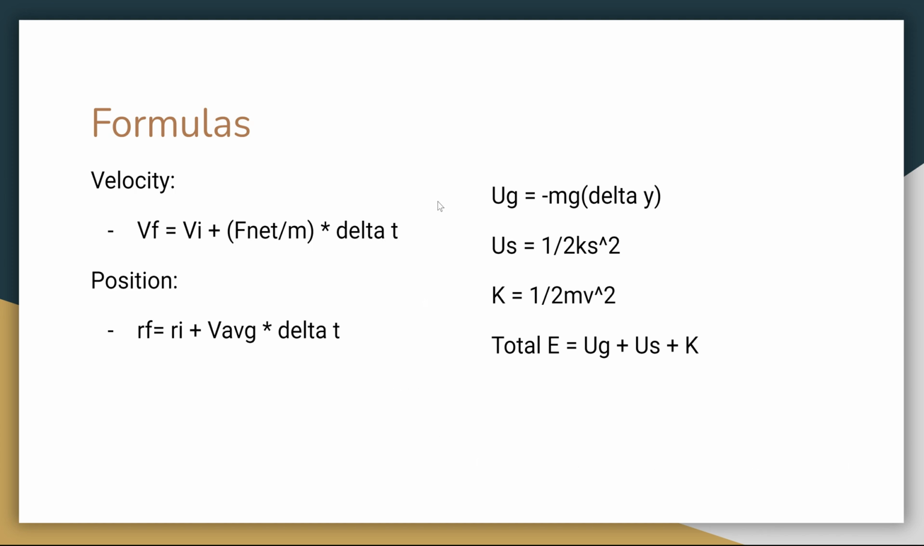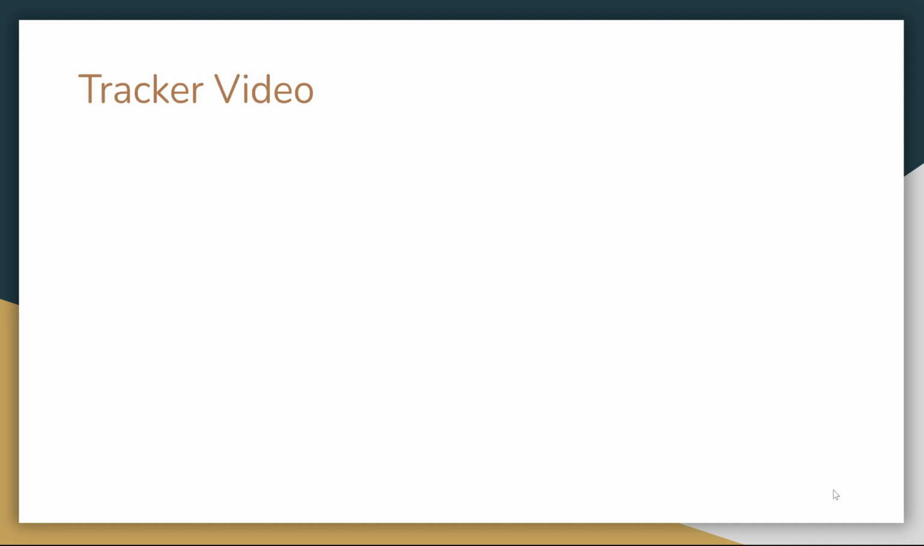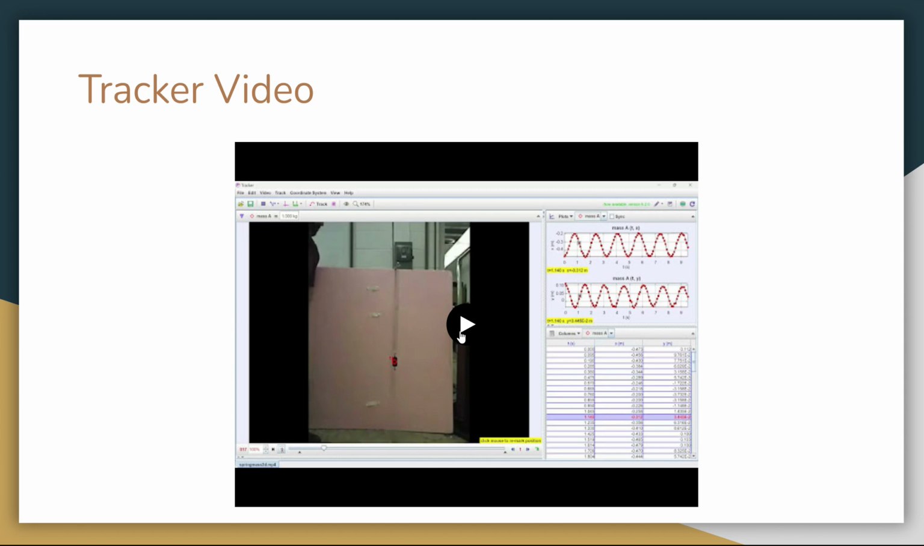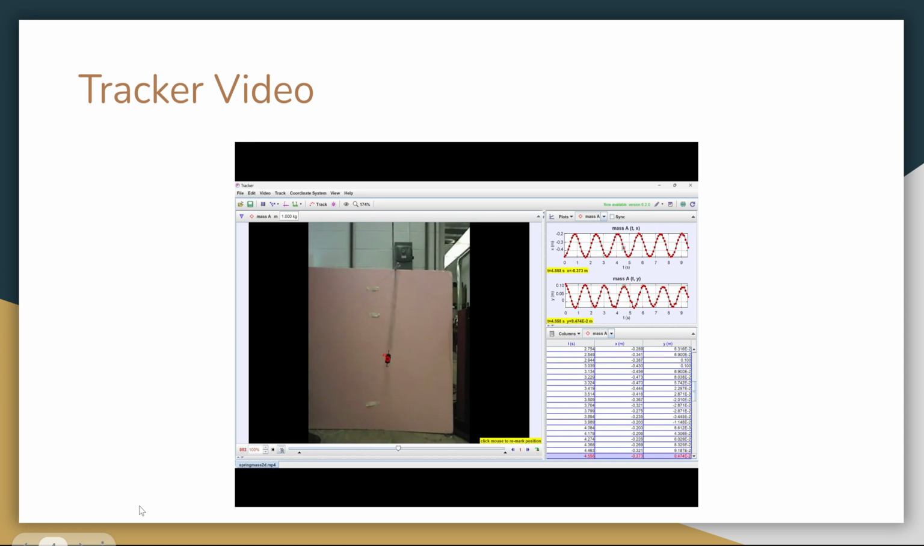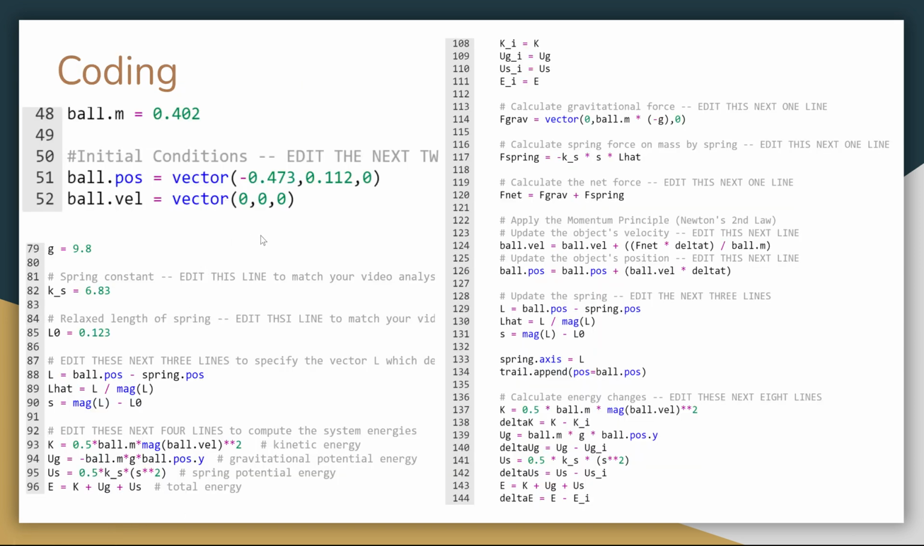Here we have the velocity update formula, the position update formula, the gravitational potential energy formula, the spring potential energy formula, the kinetic energy formula, and the total energy formula, which equals the sum of all these three added together. And here's a video of tracker. And here are snapshots of coding.